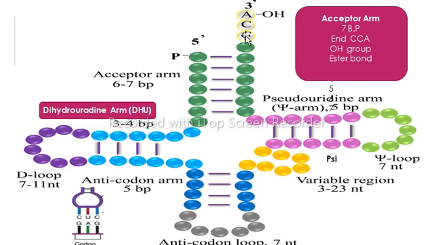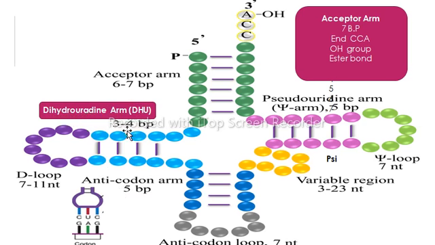Another feature of transfer RNA is the anticodon loop, which is 5 base pairs long, and it is present opposite to the acceptor arm. Its nucleotide sequence is complementary to the anticodon nucleotides of messenger RNA. Another feature of transfer RNA is the dihydrouridine arm or DHU arm, which is 3 to 4 base pairs long.